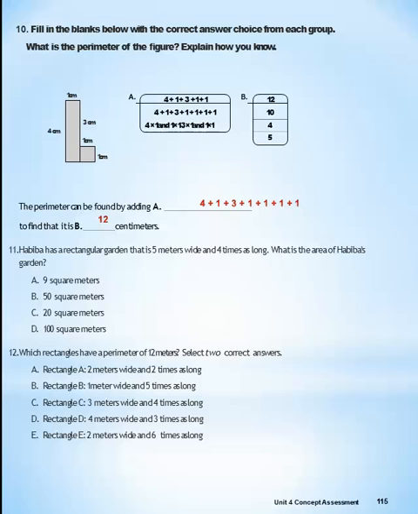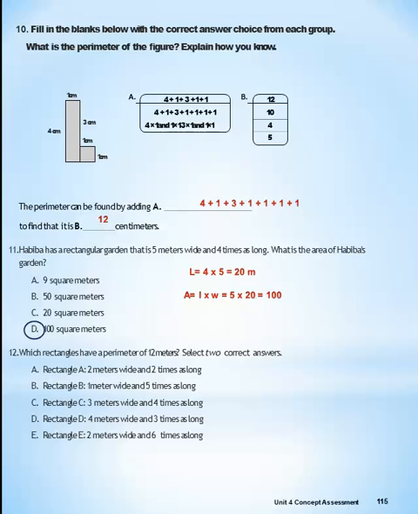Habiba has a rectangular garden that is 5 meters wide and 4 times as long. What is the area of Habiba's garden? Okay, let's see. The width equals 5, so the length equals 4 times the width, so 4 times 5 equals 20. So the area equals length times width equals 5 times 20 equals 100 square meters.